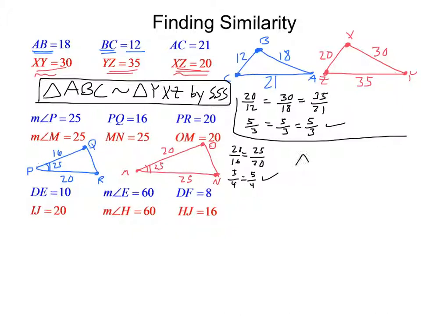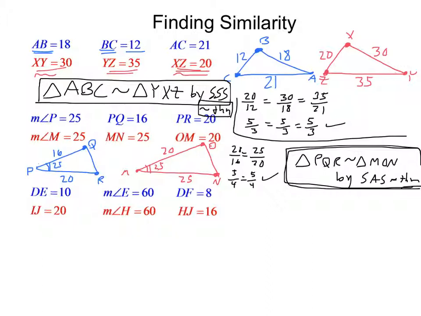And then we can write that triangle PQR, going this path around it, is similar to triangle MON by side angle side similarity theorem. I suppose we could mention up here this was also a similarity theorem. And just glancing at this next one, look, we got a scale factor of 2, a scale factor of 2, and 60 degrees. I mean, this one's got to be side angle side, right?